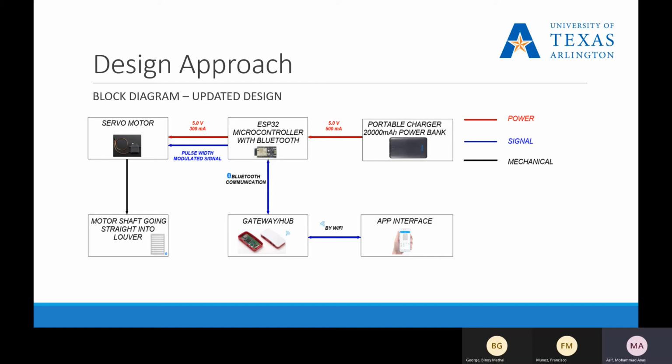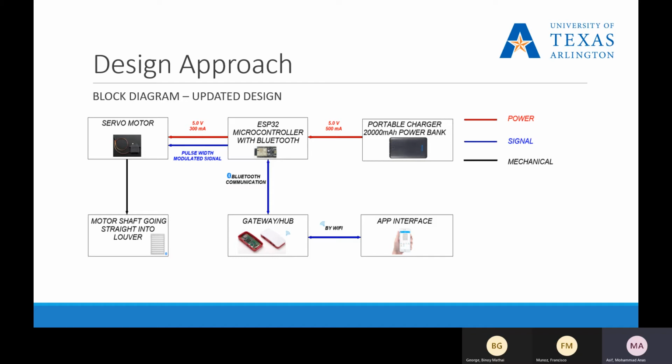As can be seen, this design is a lot more efficient. It uses fewer components and removes the need for printing PCBs, as all the components seamlessly integrate in terms of voltage and current. In this design, we have a portable battery that supplies 5 volts at 500 milliamperes to the ESP32.